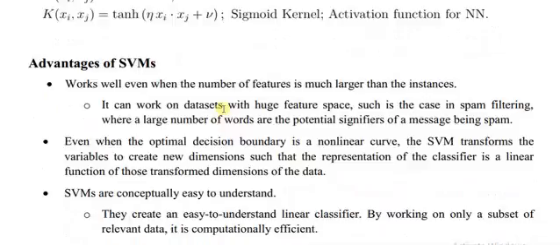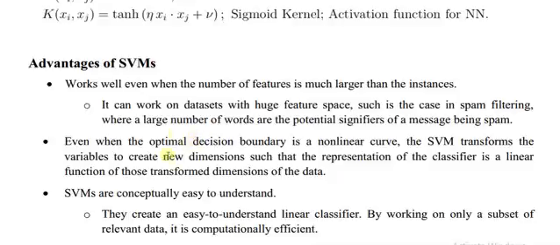Now let us see what the advantages and disadvantages of support vector machine are. Support vector machine works well when the number of features is much larger than the number of instances. Suppose I have 100 features and only 50 data values, then also the support vector machine works perfectly, because it can work on a huge data set, which is the case in spam filtering, where a large number of words are the potential signifiers of a message being spam.